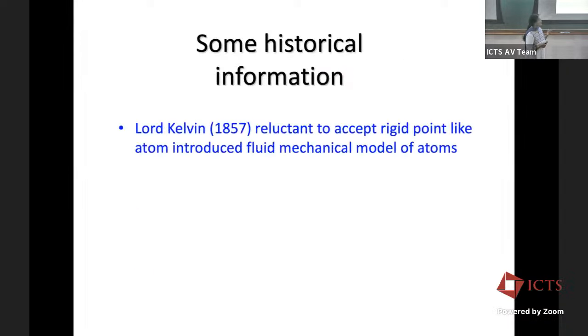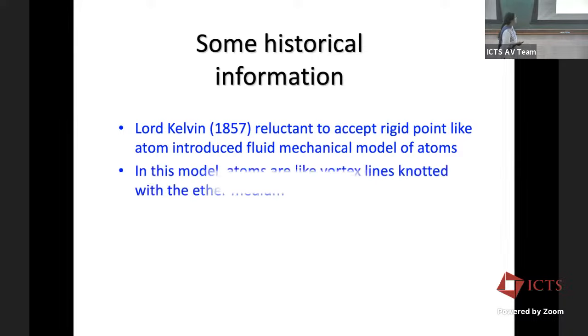Historically, in 1857, Kelvin came up with the idea that he didn't like the rigid point atom. He wanted to bring in a fluid mechanical model, where atoms are like vortex lines knotted in the ether medium. This was his prescription of the fluid mechanical model of atoms.